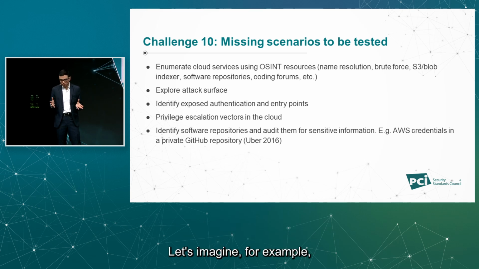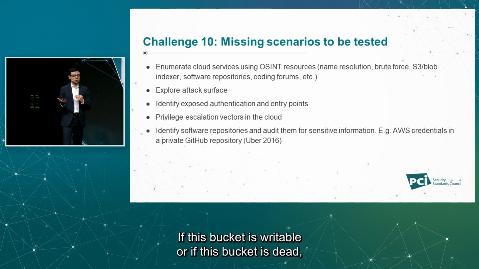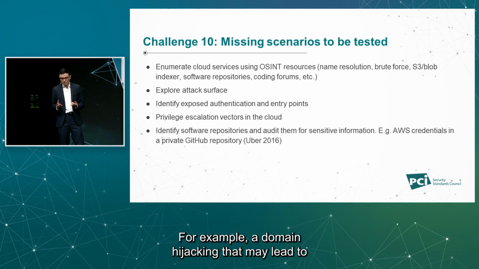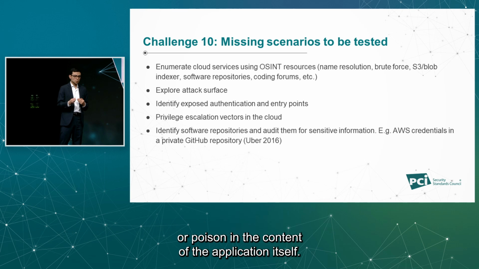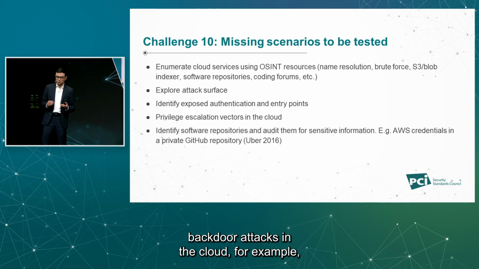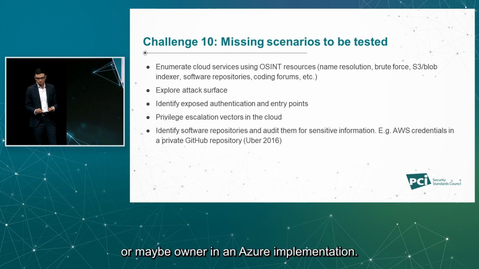Let's imagine, for example, a web application that loads content from an S3 bucket. If this bucket is writable, or if this bucket is dead, there are additional threats and additional attacks that can be executed. For example, domain hijacking that may lead to compromise of the application or poisoning the content of the application itself. Also, an additional test is checking for privilege escalation attack vectors in the cloud. For example, starting from reader and trying to become contributor or maybe owner in an Azure implementation.